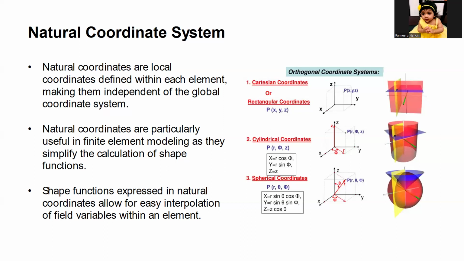There are three types of orthogonal coordinate systems. Cartesian coordinates or rectangular coordinates. Second one, cylindrical coordinates. Third one, spherical coordinates.